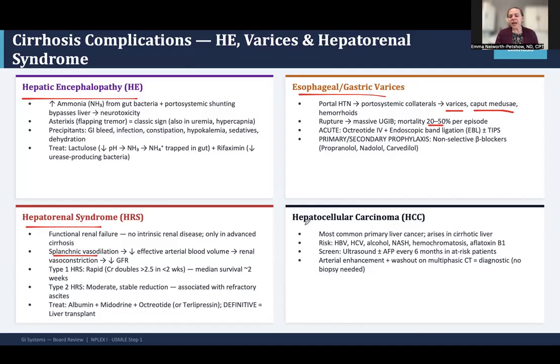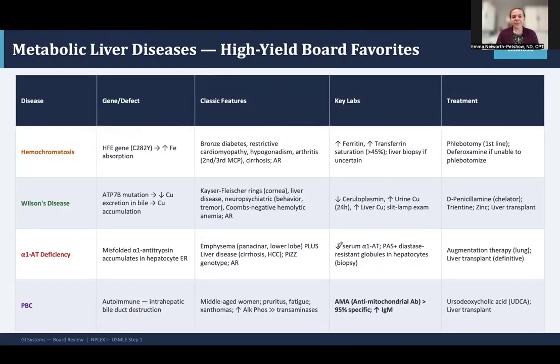And then last but not least, hepatocellular carcinoma. This is the most common primary liver cancer and it arises in a cirrhotic liver. Risks: hepatitis B and C, alcohol, NASH, hemochromatosis. Obviously, the key component here would be knowing that this is the most common primary liver cancer. Cirrhosis would be what precedes it, and these would be your risk factors.